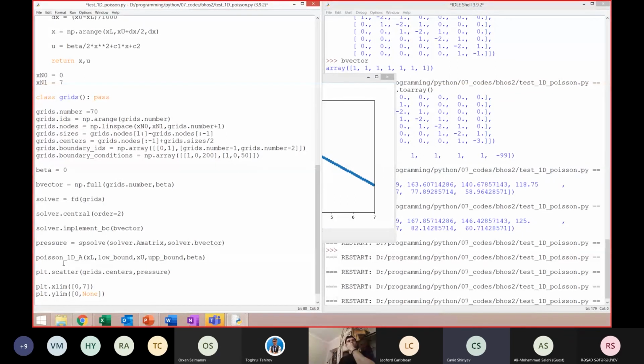Poisson 1D analytical. X lower is going to be x and 0. Okay, and I need x and 1 as well.